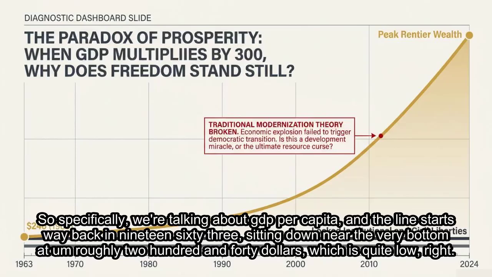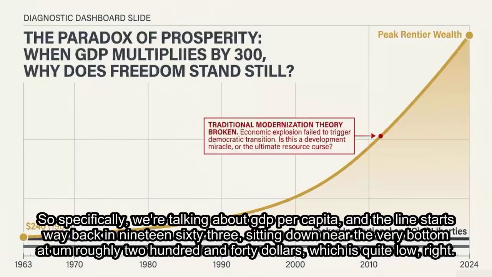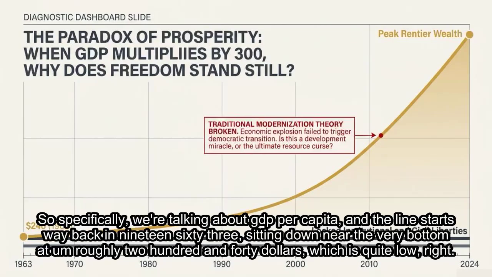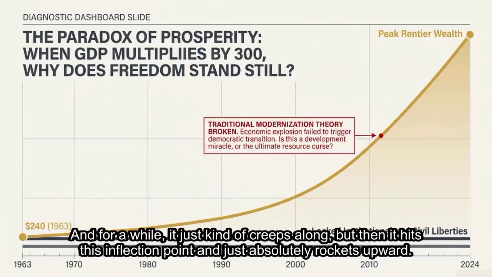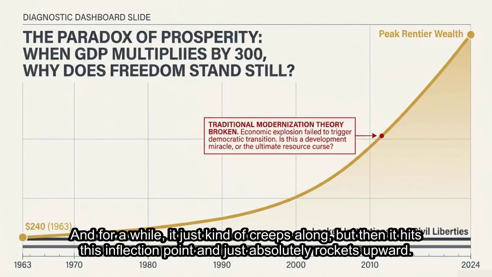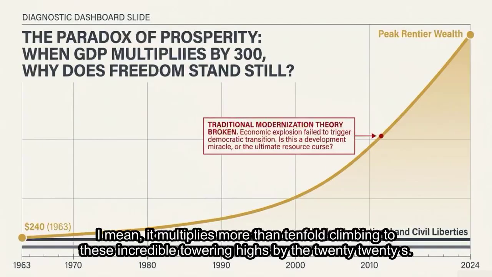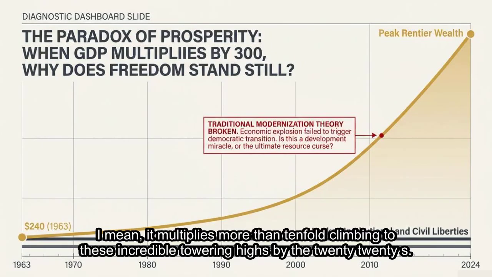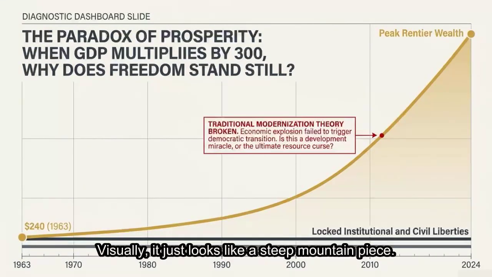And the line starts way back in 1963, sitting down near the very bottom at roughly $240. Which is quite low. Right. And for a while, it just kind of creeps along, but then it hits this inflection point and just absolutely rockets upward. I mean, it multiplies more than tenfold, climbing to these incredible towering highs by the 2020s. Visually, it just looks like a steep mountain peak.